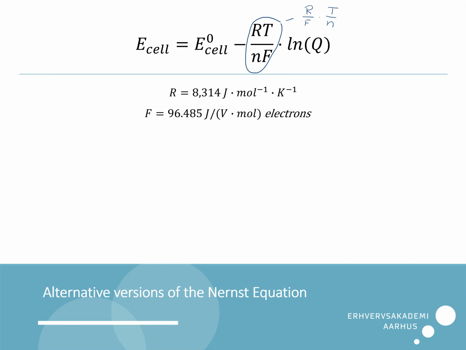Then we can calculate R divided by F by inserting these numbers here. And then we get a value of 8.617 times 10 to the power of -5. This means that our entire equation can be written as E0 cell minus this new pooled constant multiplied by T divided by n, which we have from up here, and multiplied by ln Q.